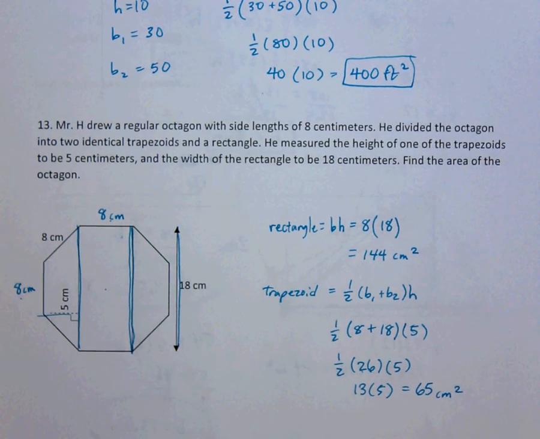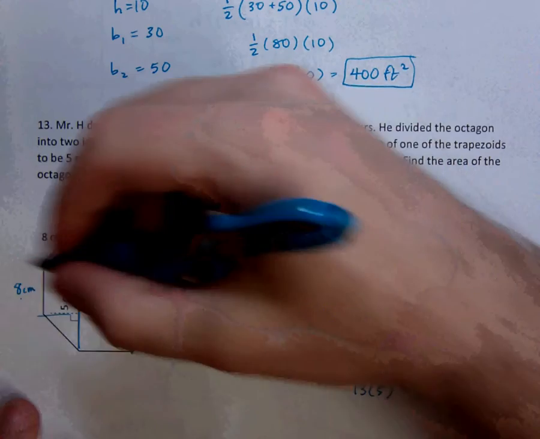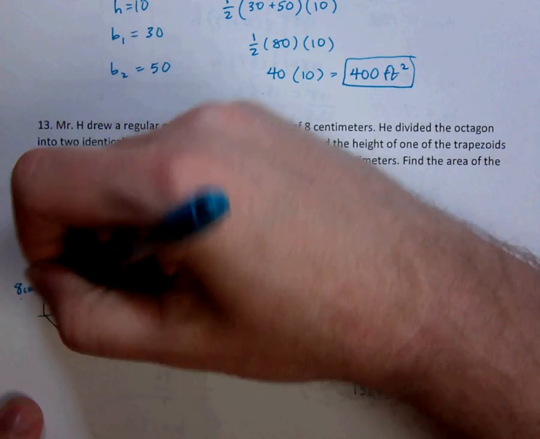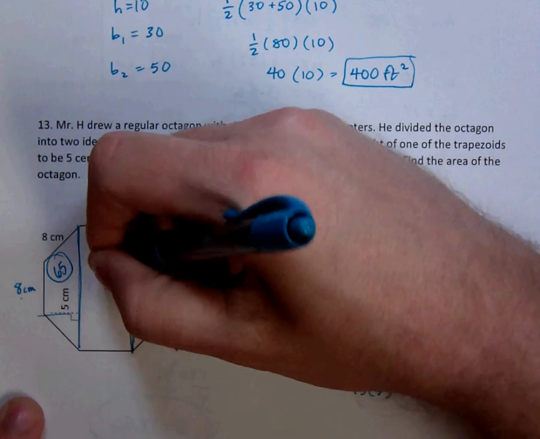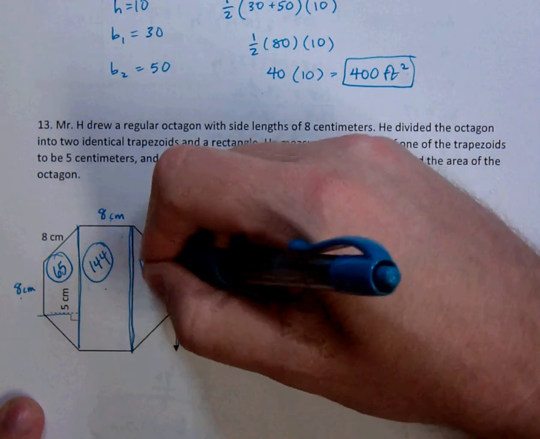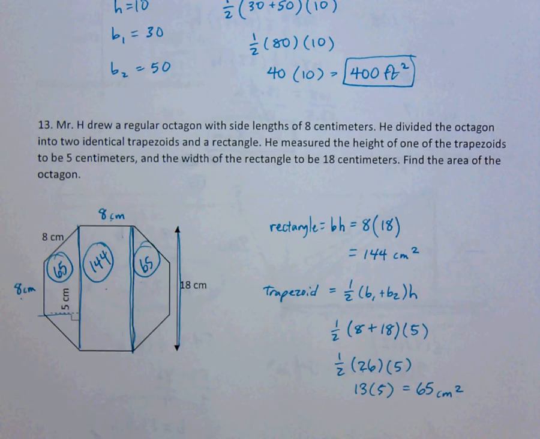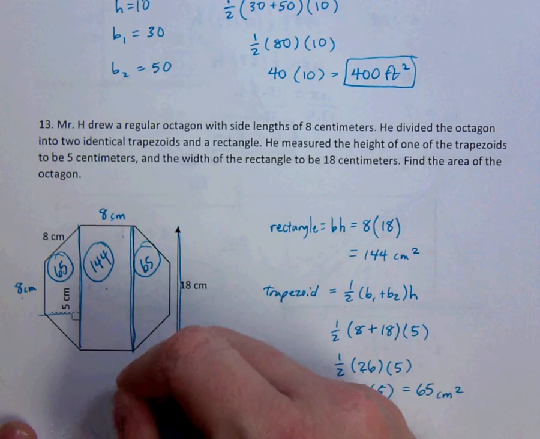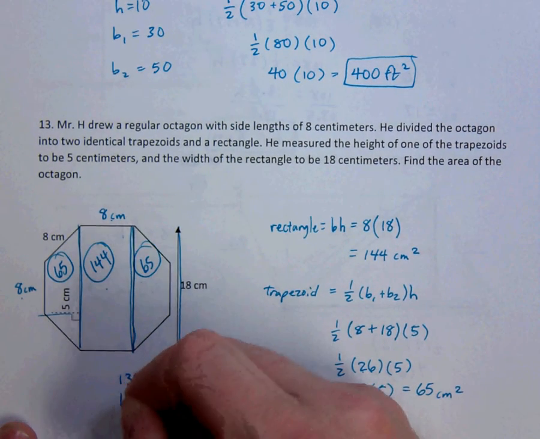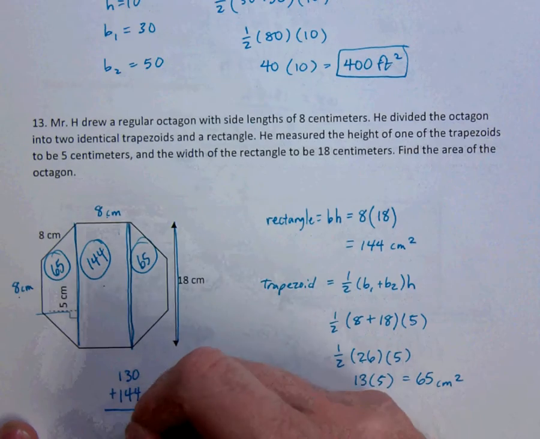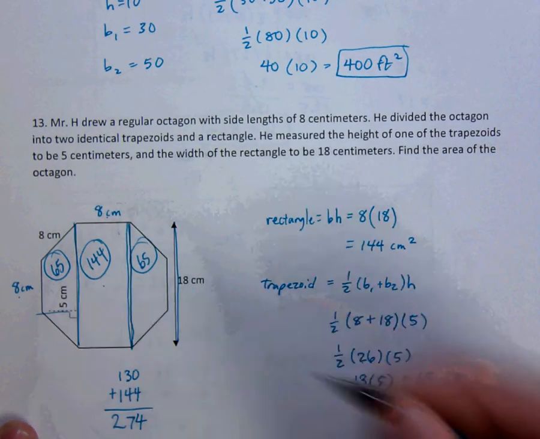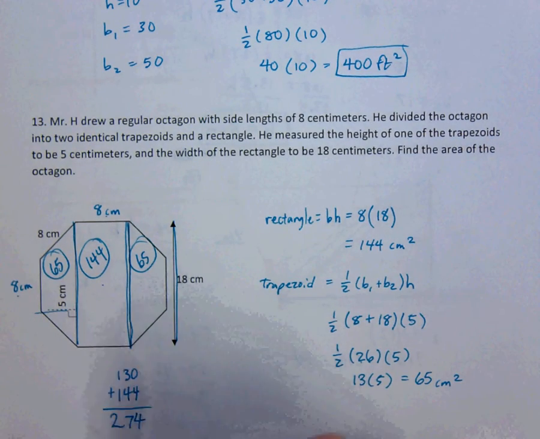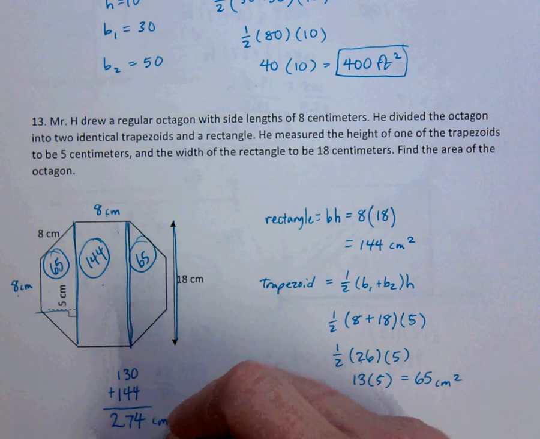So now what we do is we want to add everything together. Remember, this is 65, this is 144, and this is 65. So we have to add all three shapes together. 65 plus 65 is 130 plus 144, which is 274 centimeters squared.